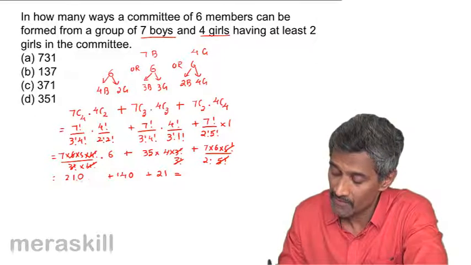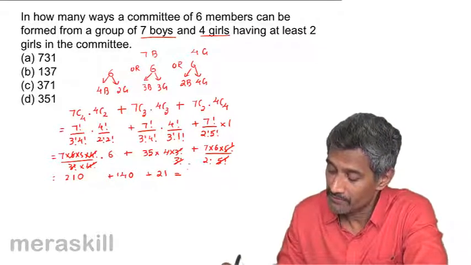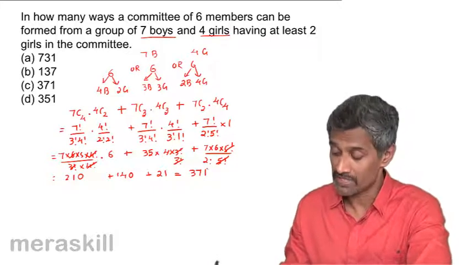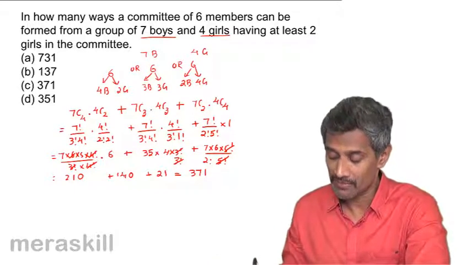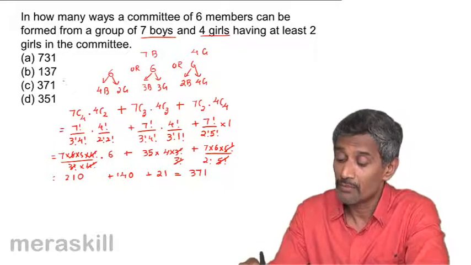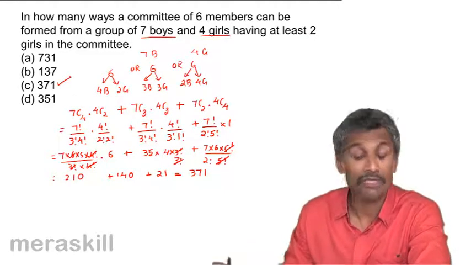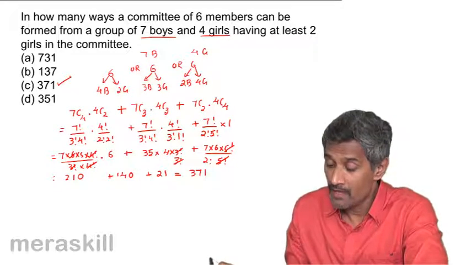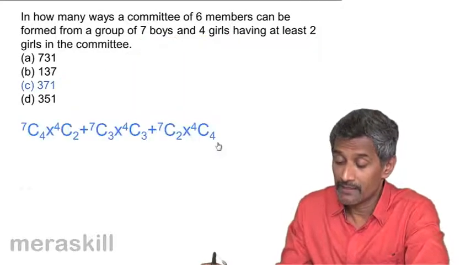So it will become 350 plus 21, 371 such possibilities we have. So 210 plus 140, 350. So 371 such possible committees can be formed, and the correct answer is 371. Let's verify this, and yes, we do have it that way.